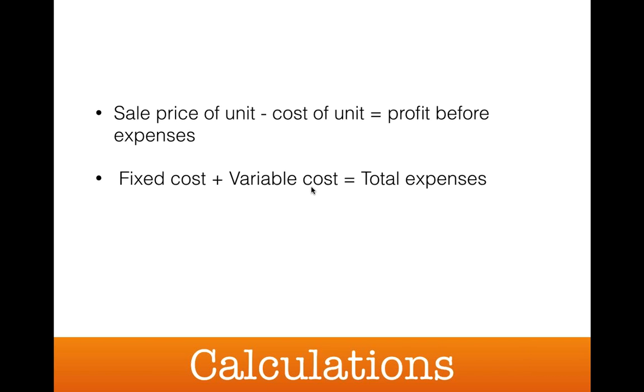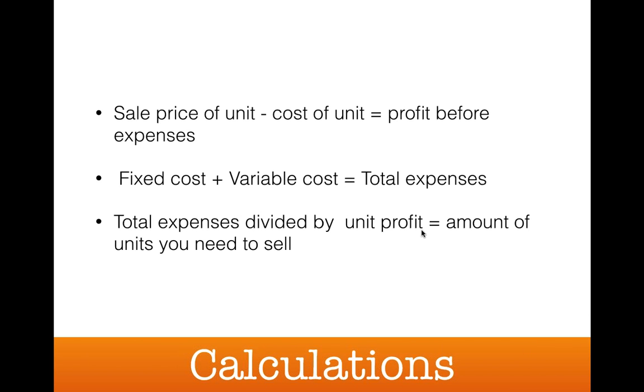Now, the next one is the fixed cost plus the variable cost equals the total expenses. So let's say you may have, as an example, $10,000 in fixed cost per month, and you've got $2,000 or $2,500 in variable cost. So that makes it $12,500 in total expenses. You may then have the total expenses divided by the unit profit equals the amount of units that you need to sell. So as an example, if there's $200 unit profit and you've got $12,000 in fixed and variable cost, then $12,000 divided by $200 would roughly equal about 60 units that you need to sell for that month. So 60 times 200 is about $12,000.